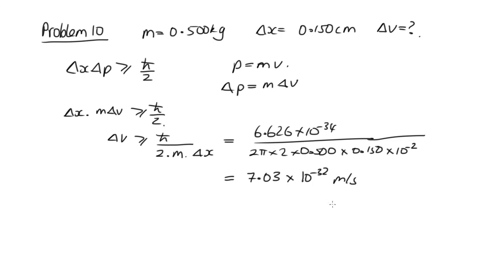This is a very, very, very small number, so that implies that we do know its speed very accurately, or at least we can know its speed very accurately. We're not limited much at all by Heisenberg's uncertainty principle.